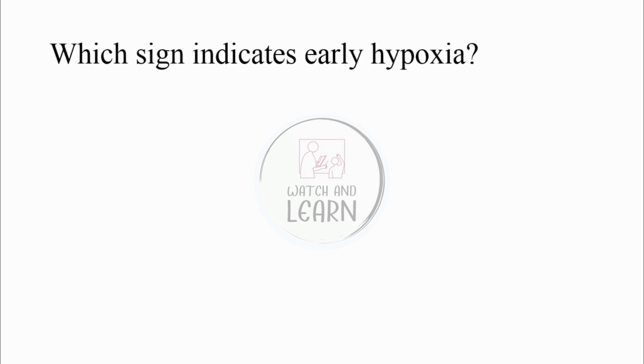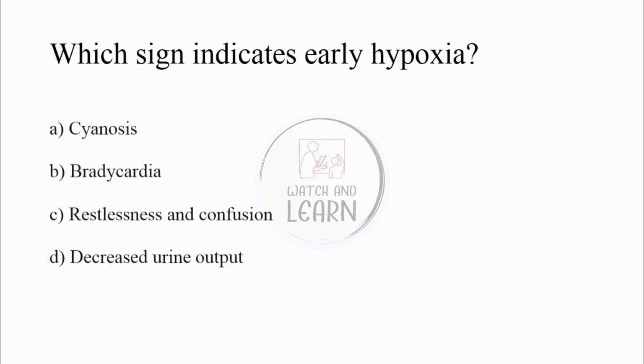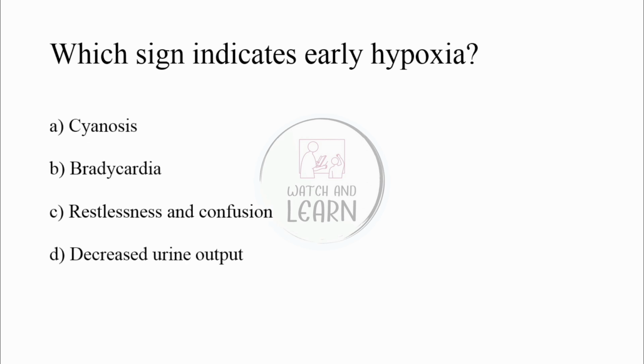Which sign indicates early hypoxia? Options are option A, cyanosis. Option B, bradycardia. Option C, restlessness and confusion. Option D, decreased urine output. The right answer is answer C, restlessness and confusion.